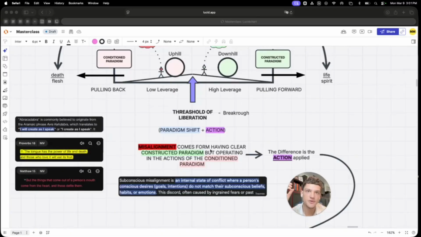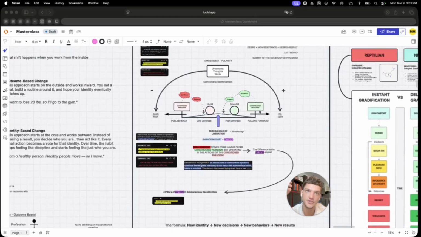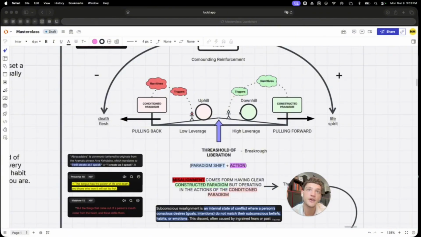Misalignment basically comes from having a clear constructed paradigm, but operating in the actions of a conditioned paradigm. In today's age of information, it's very easy to understand what it is that you need to do, but not have the access, capital, resources, or maybe perspective to live it out. So the difference is the action applied. This feeds the action necessary to reach the constructed paradigm through the threshold of liberation. Once you have the action and paradigm shift necessary, you reach this tipping point and everything becomes downhill from there, because it allows you to develop the triggers and narratives for the constructed paradigm to pull you forward naturally towards life.